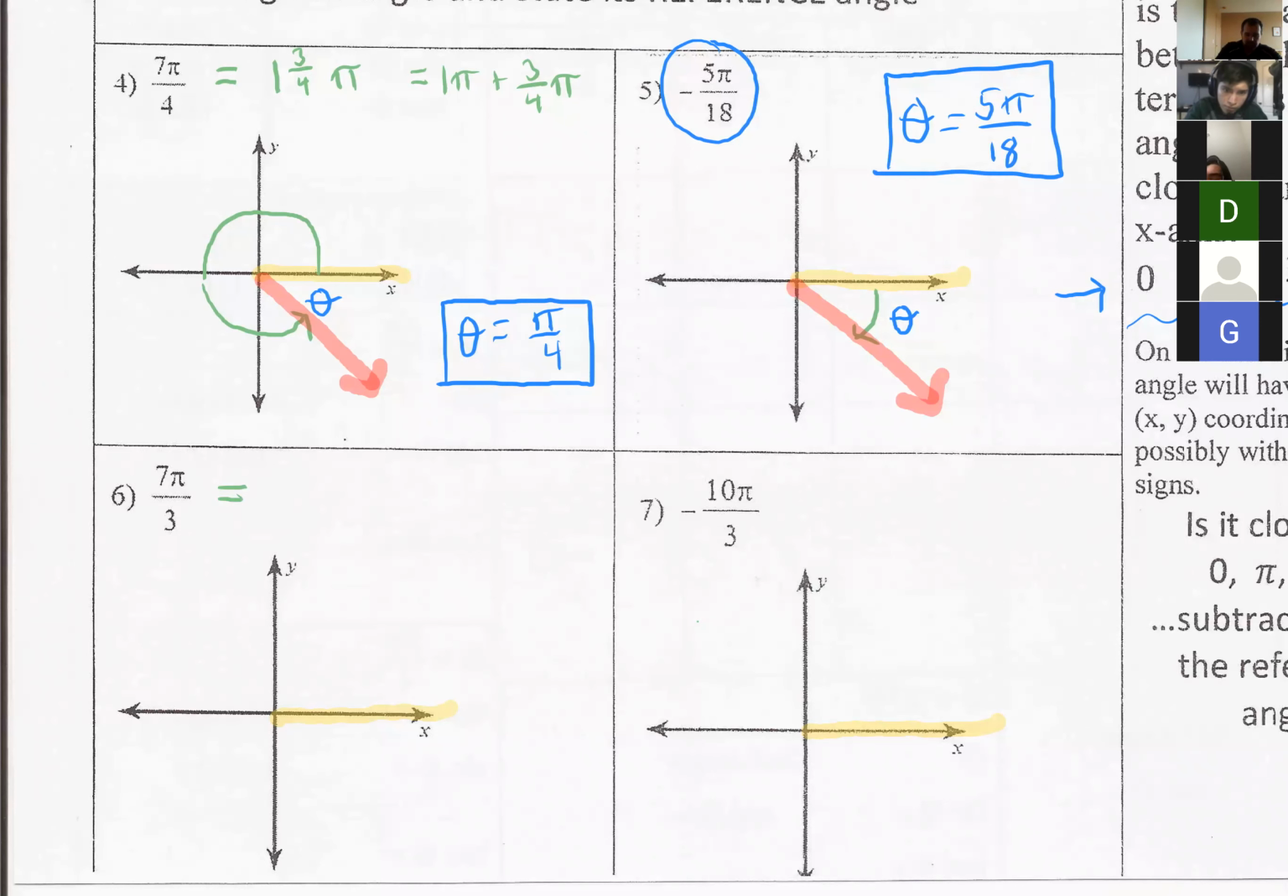So this is going to be when I change this to a mixed number. 3 goes into 7 twice with a remainder of 1. Denominator stays the same. So you could think of this as 2 pi plus 1/3 pi. So 2 pi is once around the circle. And then you're doing 1/3 pi, which is 1/3 of a semicircle. So you're going 1/3 of halfway around the circle. So about right there.